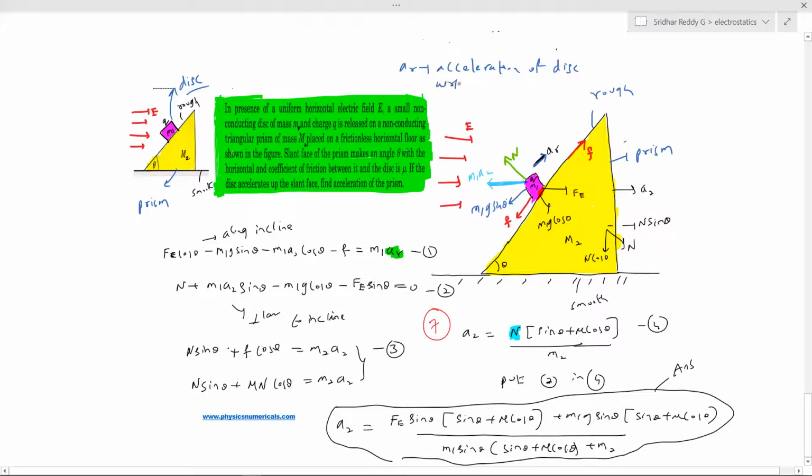So what is AR? The acceleration of the disk with respect to the prism. What is A2? The acceleration of the prism. And m1A2 is the pseudo force, which I have shown by the thick blue arrow. You can see it here.